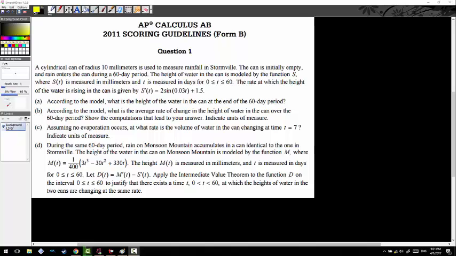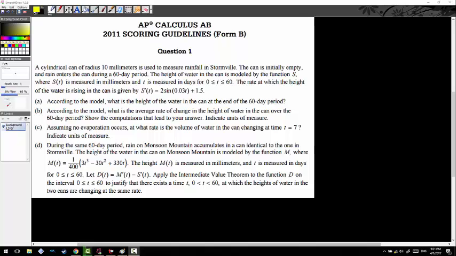Alright, so this is 2011 Form B, question 1. Again, another calculator problem, so we'll be taking care of that today. It says a cylindrical can of radius 10 millimeters is used to measure rainfall in Stormville. The can is initially empty, and rain enters the can during a 60-day period.